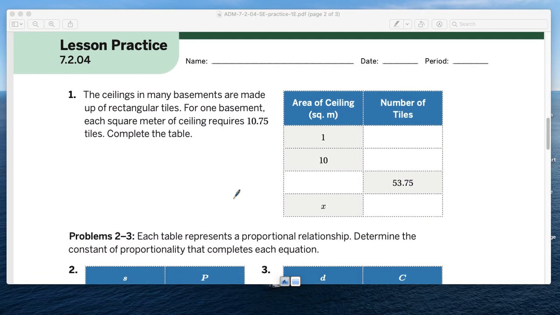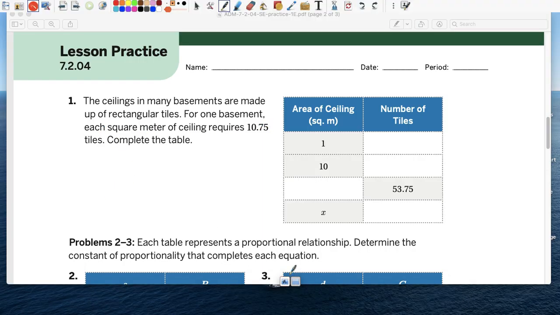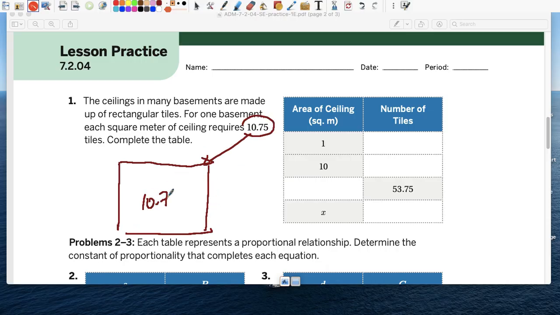All right, let's look at this one. The ceilings in many basements are made of rectangular tiles. For one basement, each square meter requires 10.75 tiles. So if you think about a square meter, a meter is the distance from the floor to a doorknob. Think about that. Inside this, there are 10.75 tiles. 10 of these in here, in 1 square meter.